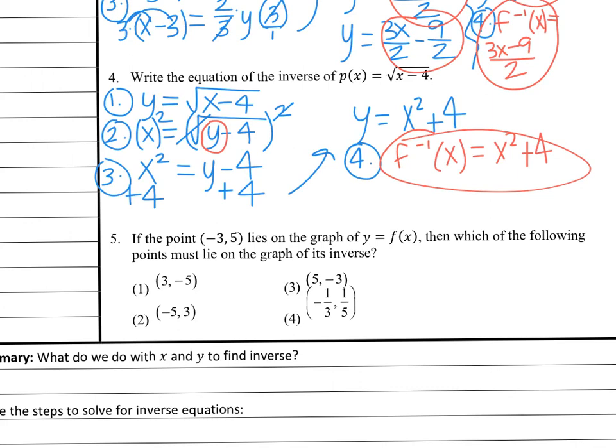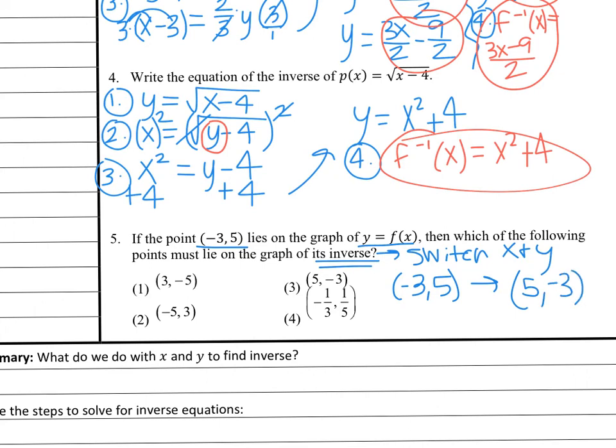Okay, so number 5 is just a multiple choice question, and it's pretty simple once you understand exactly what it's asking. So it says if the point -3, 5 lies on the graph of y equals f of x, then which of the following points must lie on its inverse? So as soon as you see inverse, just think switch x and y. So if you have the point negative 3 comma 5 to begin with, then when you switch x and y, it just becomes 3 comma negative 5, which would be number 3.